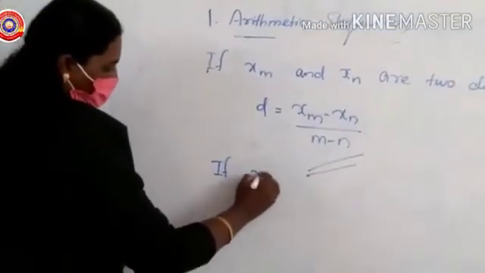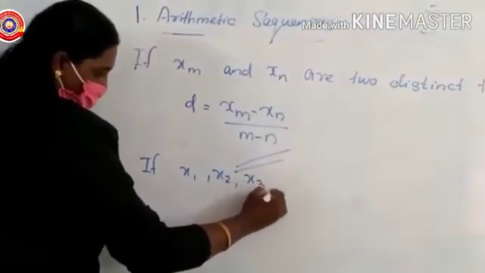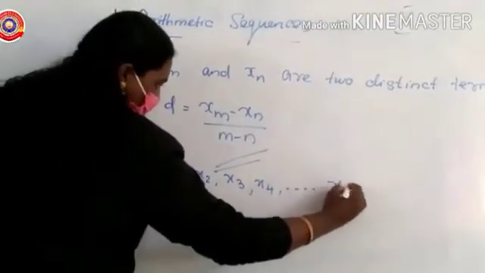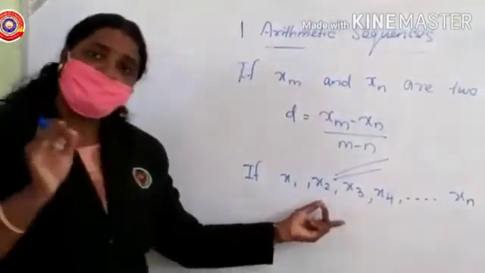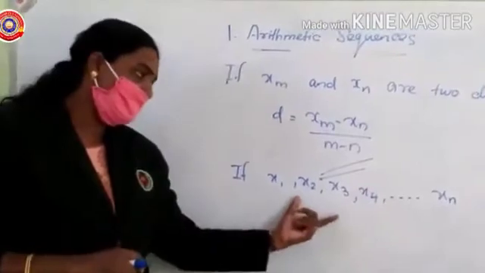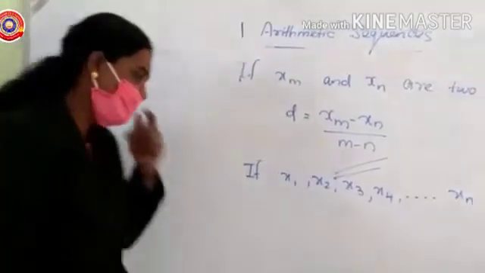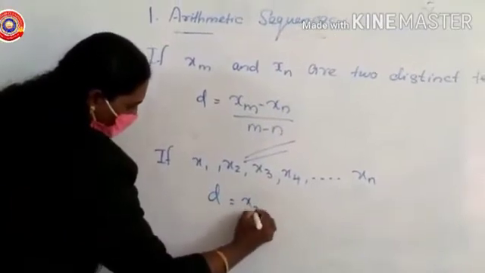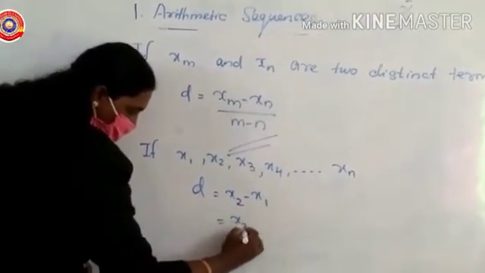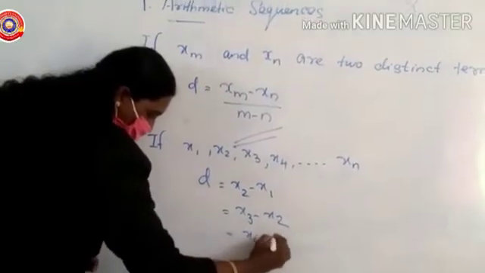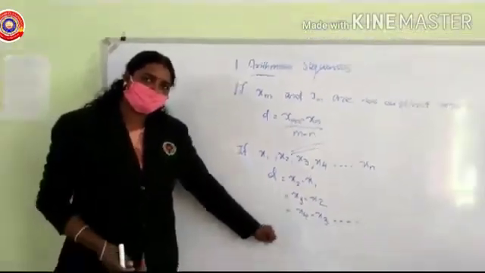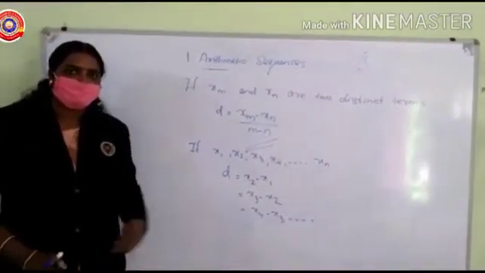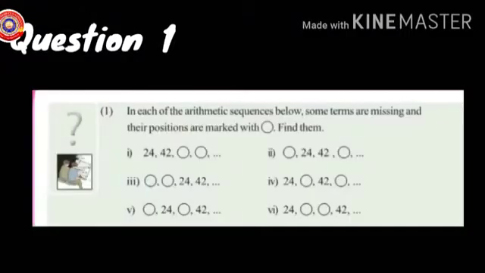Okay. Next, if x1, x2, x3, etc., xn are n consecutive terms of an arithmetic sequence. What do you mean by consecutive? Nearest terms. Then the common difference is equal to second term minus first term, third term minus second term, fourth term minus third term, and so on. Children, hope you understood well about the formula of common difference. Okay, next let's do some exercise.